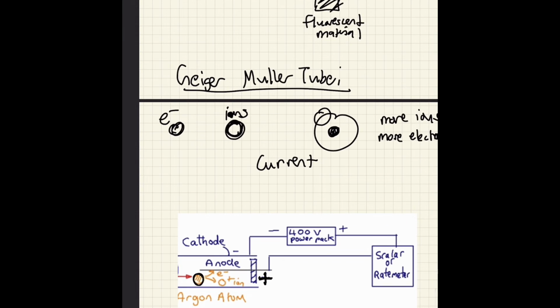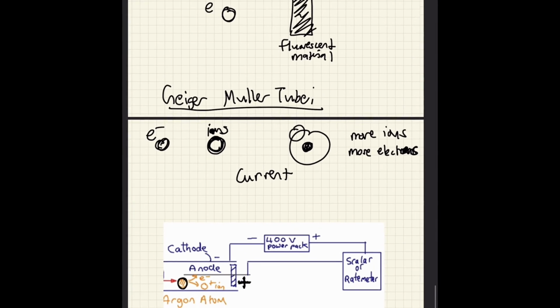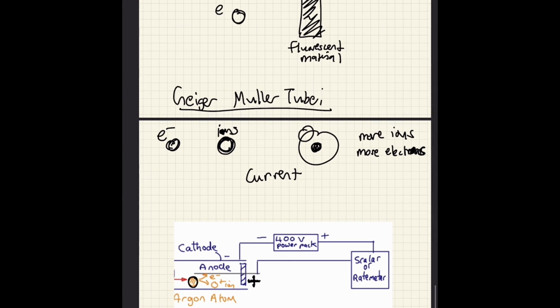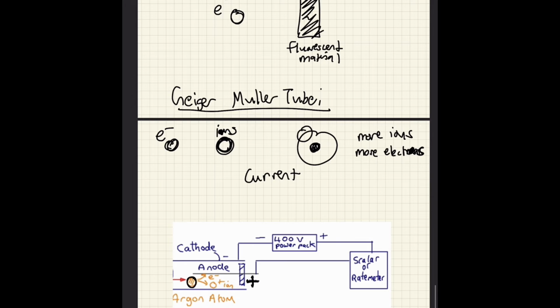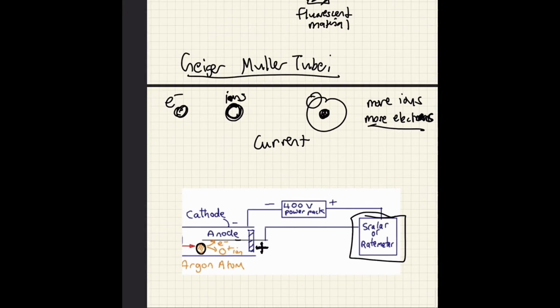Now when we fire these high energy particles, some of them will hit the argon atom and cause a release of electrons and ions like we talked about. These electrons will be attracted to the anode because it's positive, and they move along the circuit, and that creates a current. That current is detected, and so that's how we detect the presence of these high energy particles.